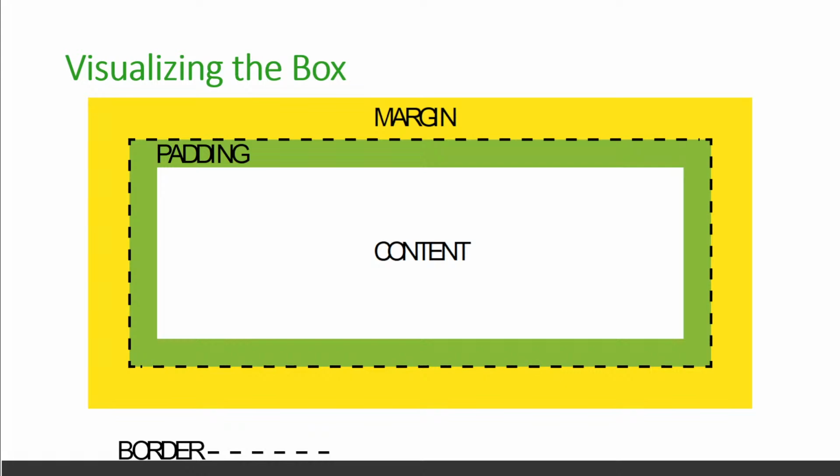The border is the edge of the box, basically. And then the margin is the space around the box. It's the space that separates one box from the next box.